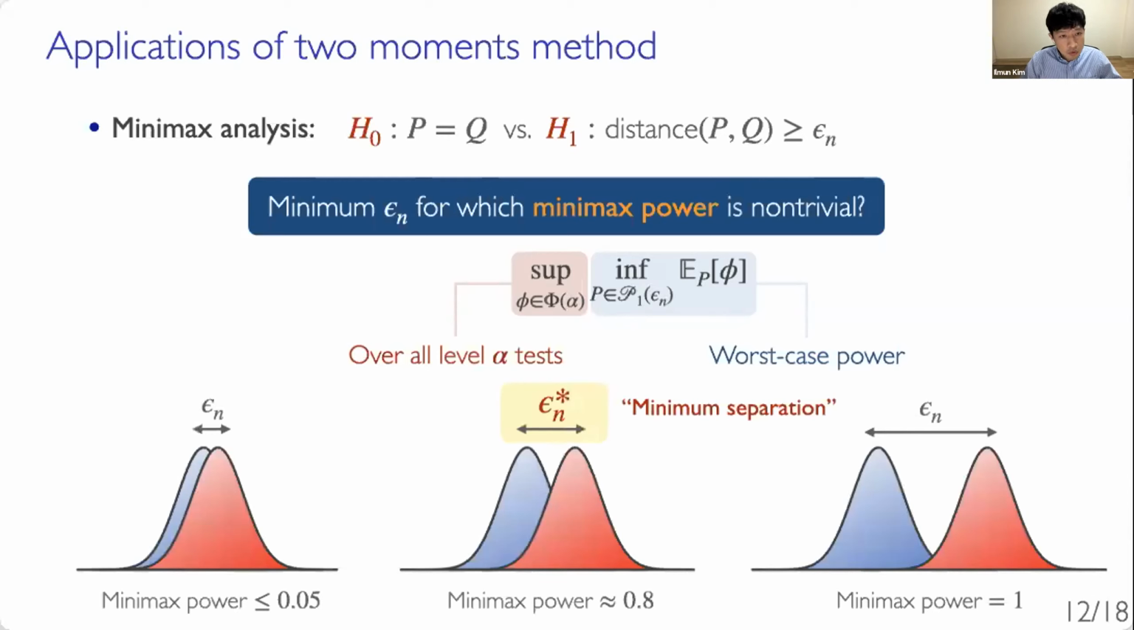Then our first goal is to characterize the minimum value of epsilon, known as minimum separation, for which the minimax power becomes non-trivial, meaning that it is greater than alpha but less than 1. Pictorially, we want to find epsilon star, for which the problem is not too difficult and also not too easy for an optimal test, like the situation in the middle of these figures.